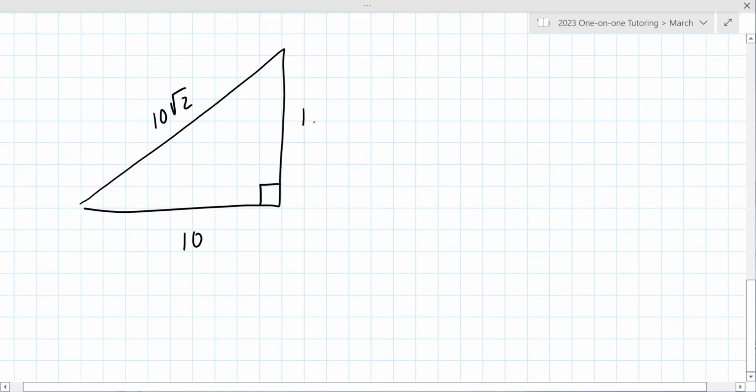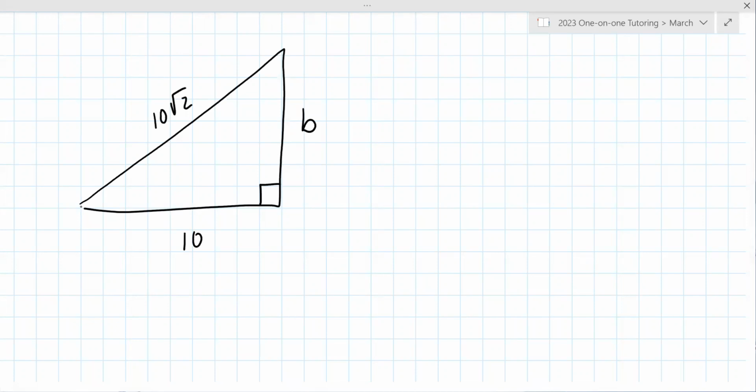Okay, let's try another one here. It's 10 square root 2 and 10. I'd like you to find B for me, please. Well, 100. Find out.